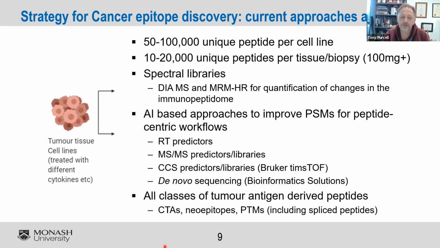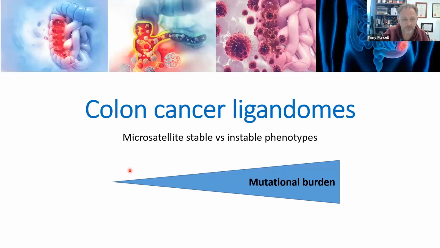What I will say is that we're interested in all classes of tumor antigens. So cancer testis antigens, neoepitopes, various types of PTMs, including spliced peptides. And I think the reason for that should be evident from the little snippet I'll show from some colon cancer work. This is unpublished work, but I think it highlights quite nicely why you need to have a fairly broad view of what a cancer epitope might look like.